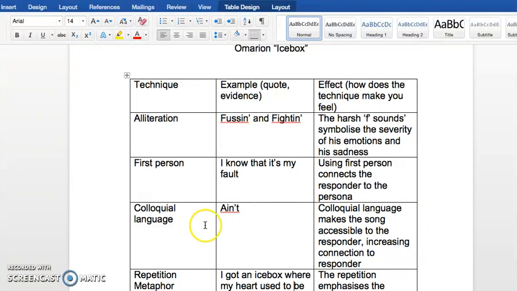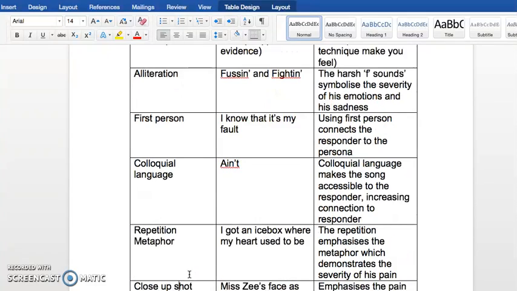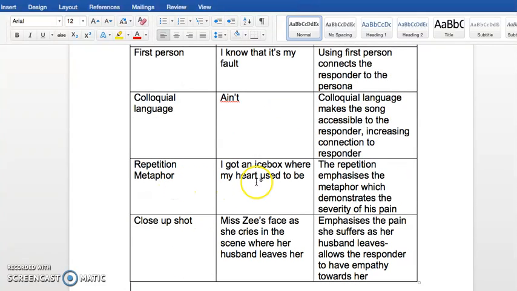Okay? So, let's look at repetition and metaphor. I got an icebox where my heart used to be. The repetition of the metaphor, I got an icebox where my heart used to be, emphasizes the metaphor, which demonstrates the severity of his pain. Close-up shot. Ms. D's face as she cries in the scene where her husband leaves her emphasizes the pain she suffers as her husband leaves and allows the responder to have empathy towards her.